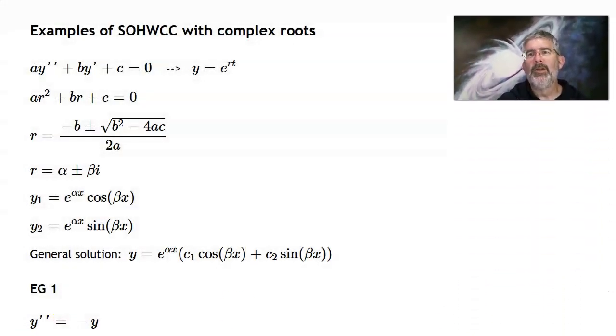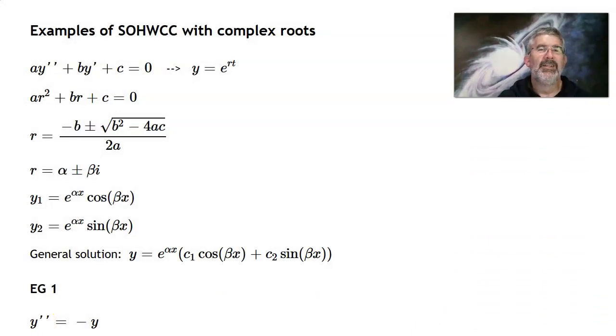Anyway, in this video, we need to look at second order homogeneous equations with constant coefficients where the roots to the characteristic polynomial are complex numbers, and do a couple of examples. So here we go. Just a reminder, we're looking at these types of equations. This is our second order homogeneous with constant coefficients. We're assuming that we can find answers of the form y equals e to the rt.